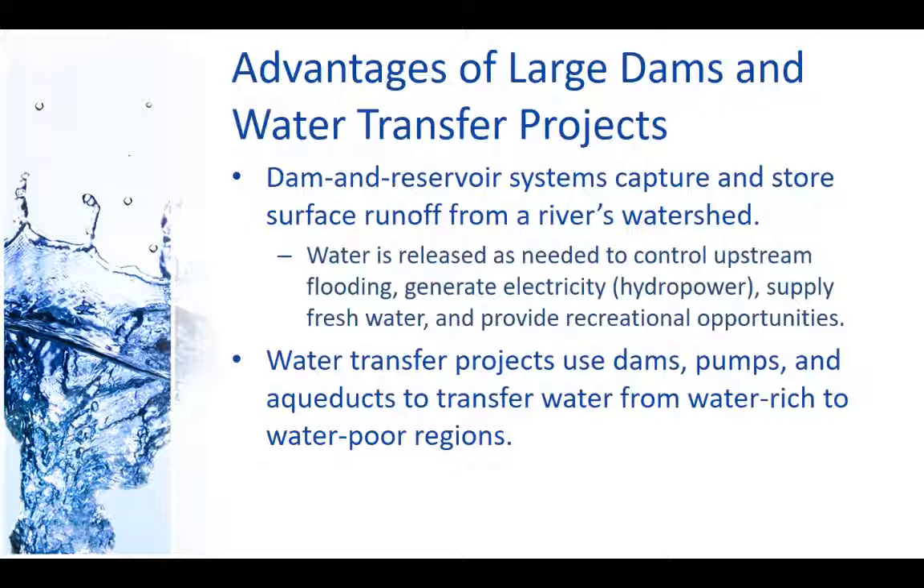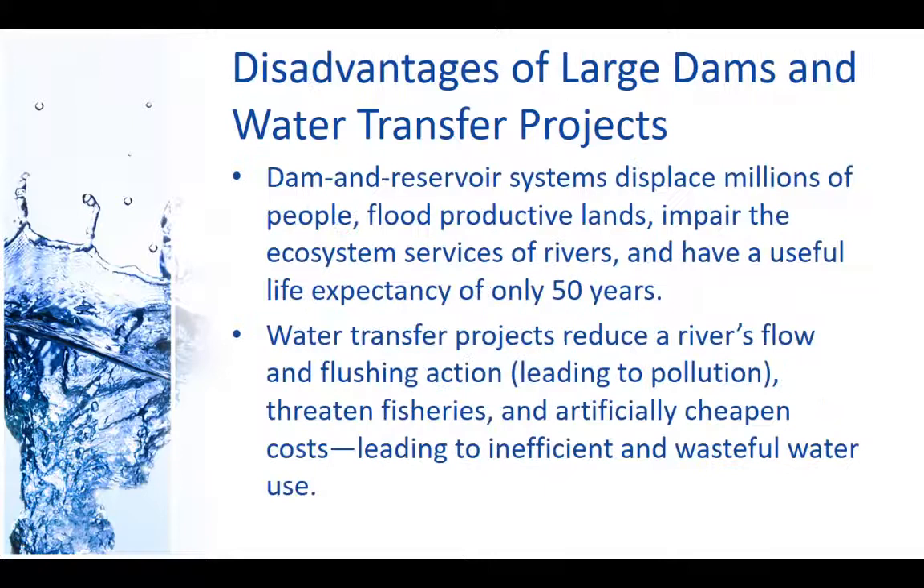But for all of the benefits of it, there are also disadvantages. Dams and reservoir systems displace millions of people, flood productive lands, impair the ecosystem services of rivers, and have a useful life expectancy of only about 50 years, at which point they need to be either rebuilt, reconditioned, or taken down. Water transfer projects reduce a river's flow and flushing action, which leads to an increase in pollution, threaten fisheries, and artificially cheapen the cost of water, leading to inefficient and wasteful water use.